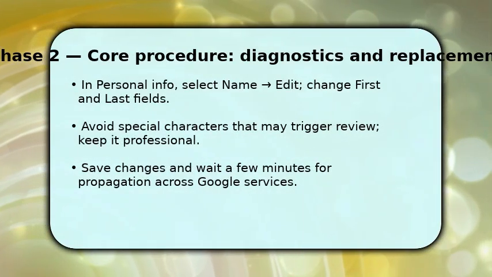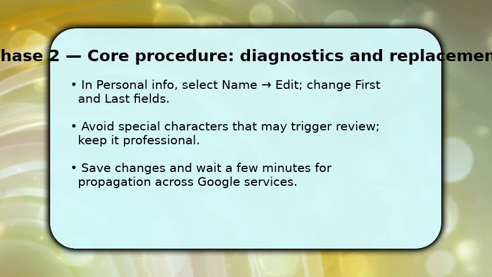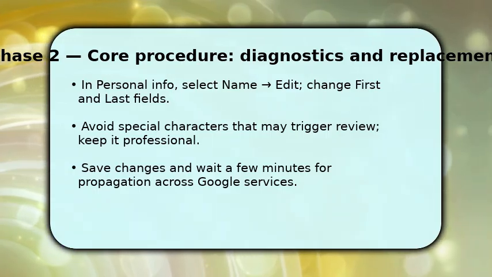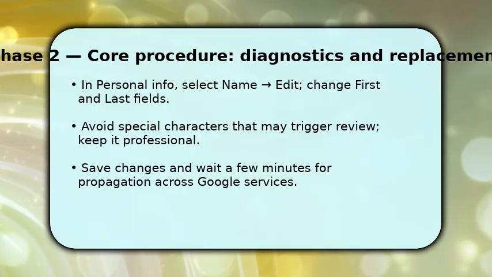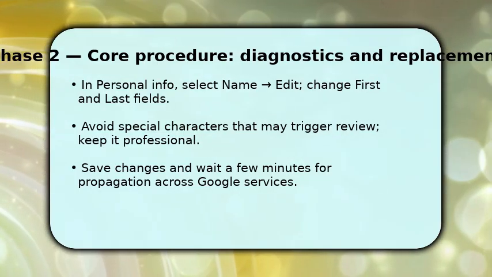In personal info, tap name, then the pencil icon to change first and last fields. Type the name exactly as you want recipients to see it. Avoid unusual special characters since Google may flag them.